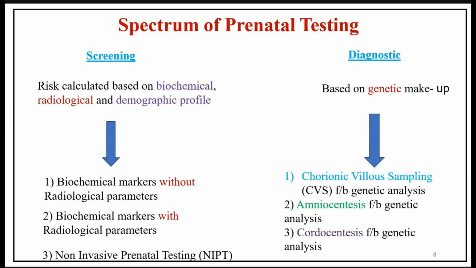So now we come to the spectrum of prenatal screening. Prenatal testing comprises of screening and diagnostic methods. Screening associates only risk, and the risk is based on biochemical, radiological, and demographic profile, while diagnostic tests are based on genetic makeup. The screening tests are biochemical markers with and without radiological parameters and non-invasive prenatal testing, while diagnostic tests are chorionic villus sampling, amniocentesis, and cordocentesis, which is followed by genetic analysis.